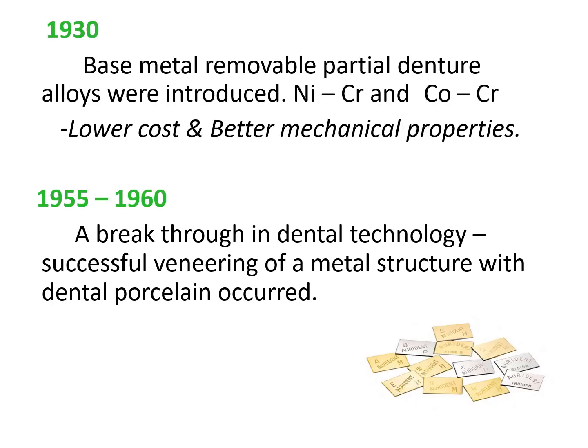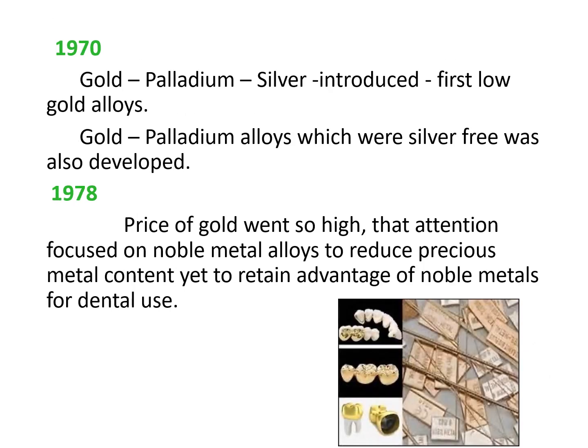In 1930, base metal removable partial denture alloys were introduced, like nickel chromium and cobalt chromium. So the cost is low and better mechanical properties were achieved. From 1955 to 1960, a breakthrough in dental technology, the successful veneering of the metal structure with dental porcelain, happened. In 1970, gold, palladium, silver were introduced, which are the first low gold alloys. Gold, palladium alloys, which were silver-free, were also introduced.